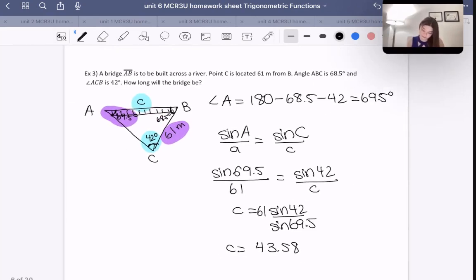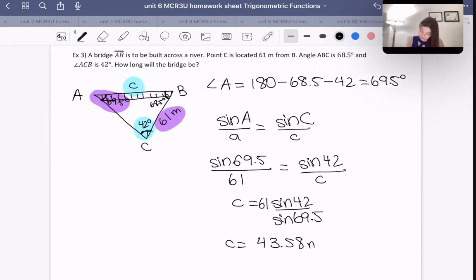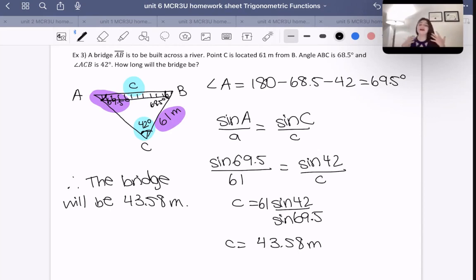So therefore, the bridge will be approximately 43.58 meters. And actually, this is a word problem, so I will give a conclusion statement. The bridge will be 43.58 meters. So as you can see, my drawing wasn't really to scale, but again, it doesn't really matter very much at all. What matters is that we were able to visualize where A, B, and C were relative to one another so that we could apply the sine law so that we could solve the question. So that's the important part.